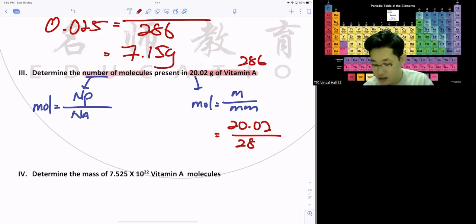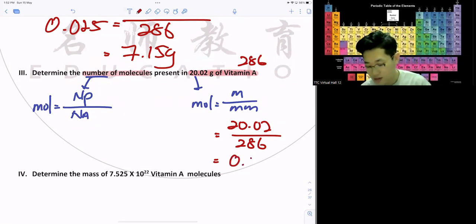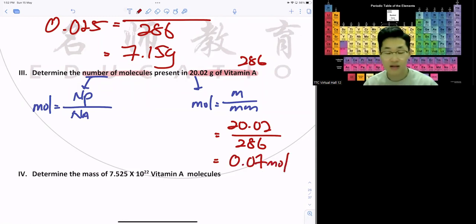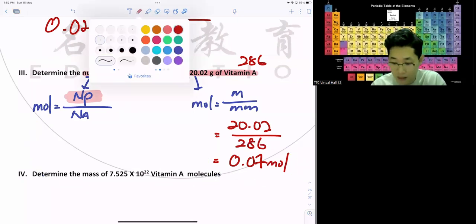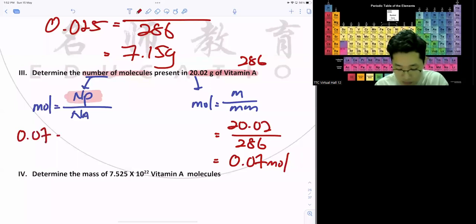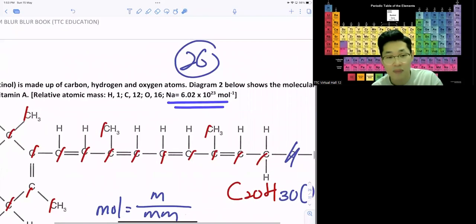So divide by 286, we get 0.07 mole. This question wants you to find the number, and now I got the mole already. I sub it in. Number over Na. Na will also be given: 6.02 times 10 to the power of 23.